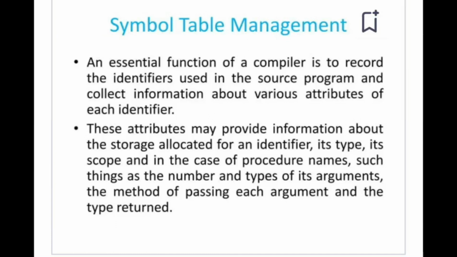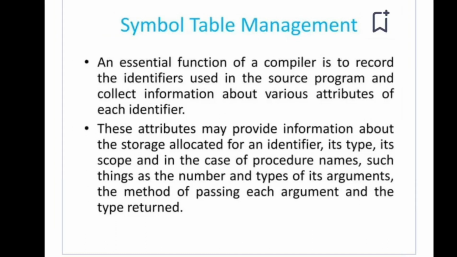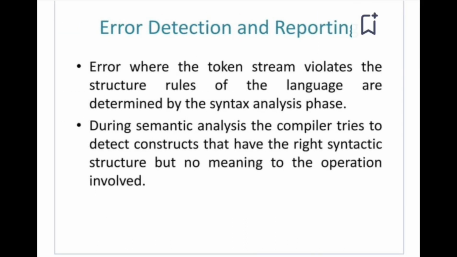Symbol table management. An essential function of a compiler is to record the identifiers used in the source program and collect information about various attributes of each identifier. These attributes may provide information about the storage allocated for an identifier, its type, its scope, and in the case of procedure names, such things as the number and type of its arguments, the method of passing each argument, and the type returned.